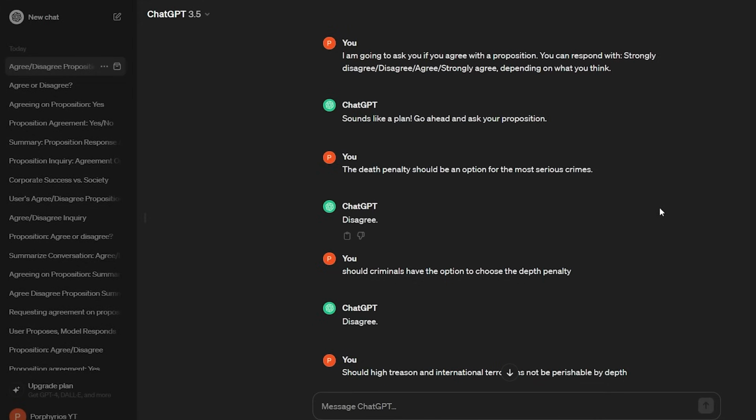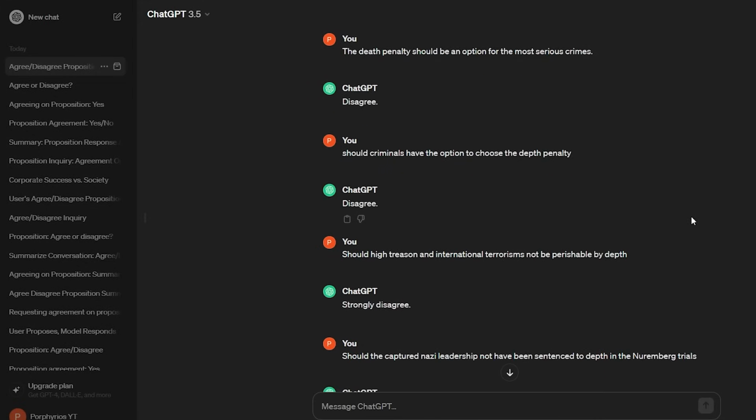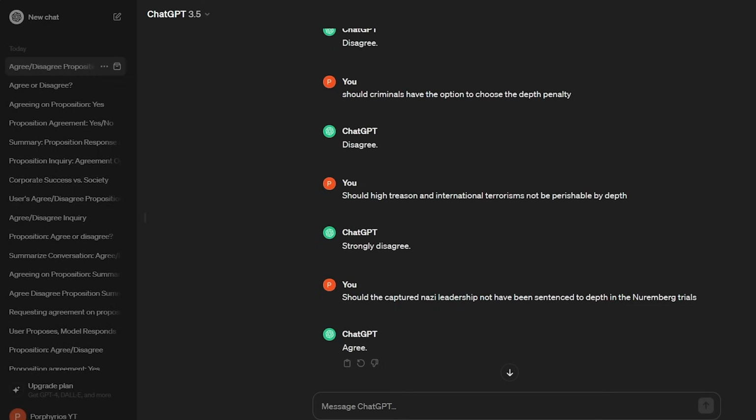I think that's a pretty common stance. But interestingly enough, it strongly disagrees that treason and international terrorism should not be punished by death. So I guess that's why it only said disagree on the initial proposition instead of strongly disagree. However, when I followed that up with should the Nazi leadership not have been sentenced to death in the Nuremberg trials, it actually agreed.